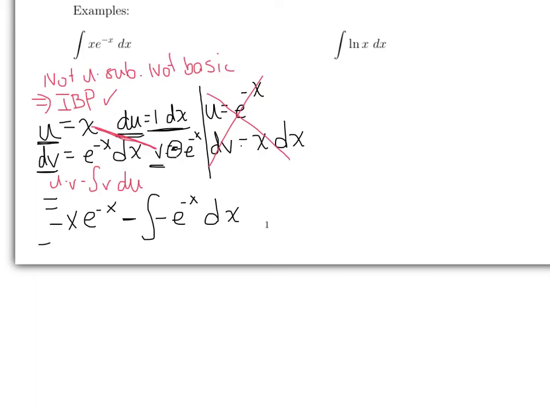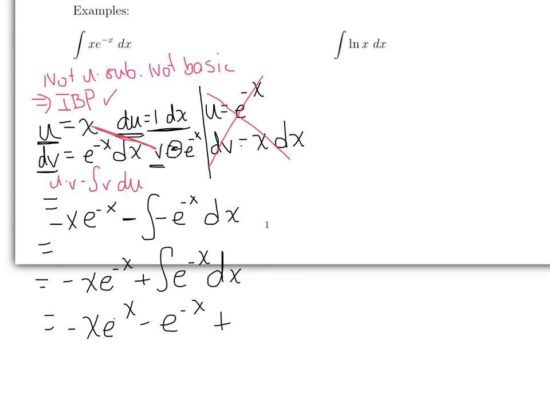Now you just need to evaluate this, so you get negative x e to the negative x plus the integral of e to the negative x dx. This integral you've already done, so it becomes negative e to the negative x again, and this is where you finally put on your plus c. There are some plus c's kind of hidden in your integration by parts piece, but because they're just constants, we end up just adding one constant towards the end. That's this constant here. And then we get our final answer for this first question.